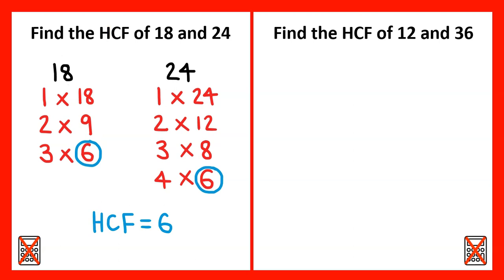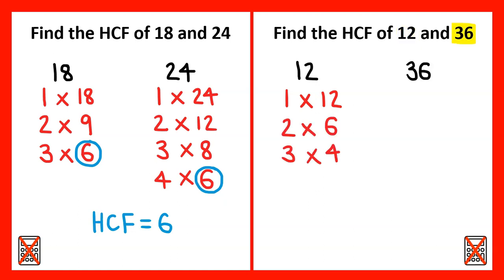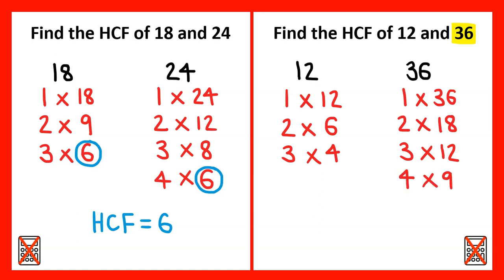On to the next question, where we're finding the highest common factor of 12 and 36. Listing the factors of 12, 1 times 12, 2 times 6, 3 times 4, and then listing the factors of 36, 1 times 36, 2 times 18, 3 times 12, 4 times 9, and because 36 is a square number, we can also list 6 times 6.